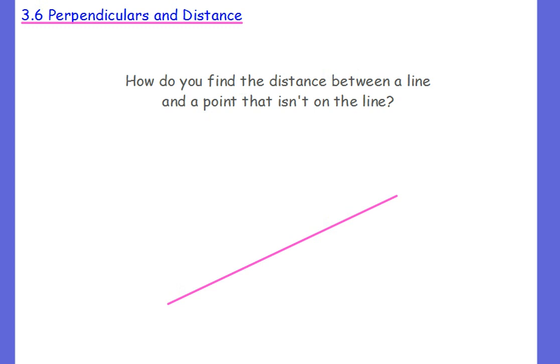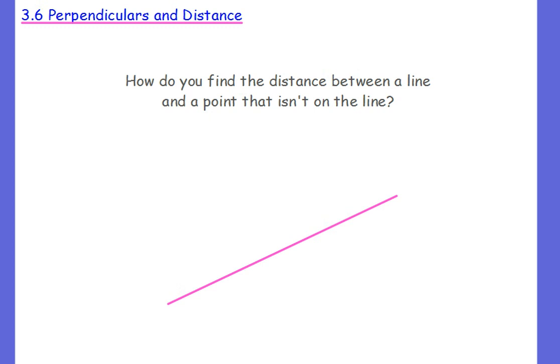All right, we are learning our very last section in chapter 3 now. It is 3.6, perpendiculars and distance. The whole point of this section is trying to find the distance between a line and a point that's not on the line, or how do you find the distance between two parallel lines? Those are the two specific things we're going to look at.